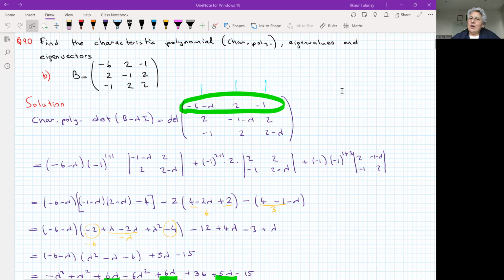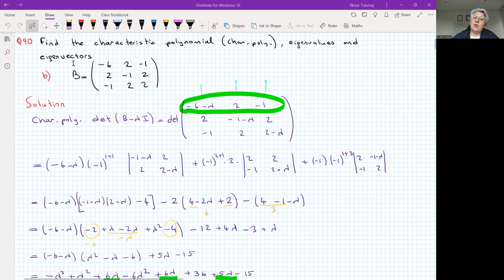Hello, everybody. Here I'm going to solve an eigenvalues and eigenvectors question. So we have a 3x3 real matrix. We would like to find out the eigenvalues and eigenvectors. For eigenvalues, by definition, we use the characteristic polynomial.